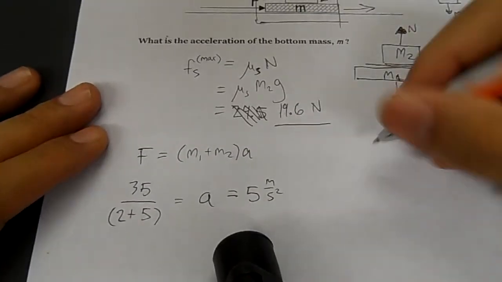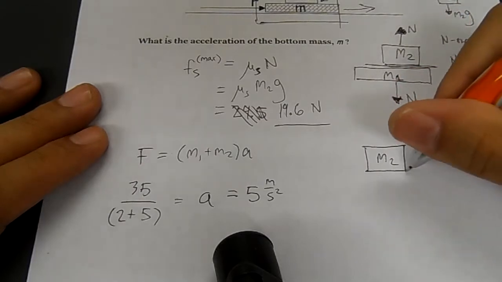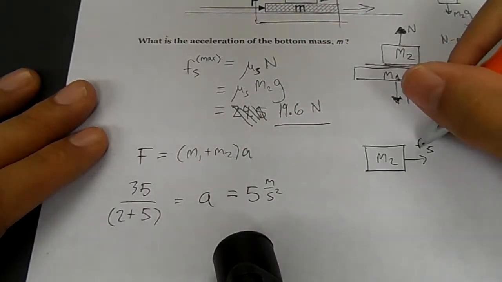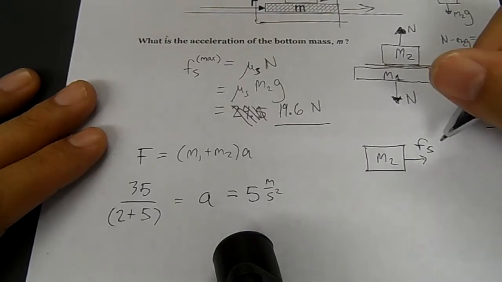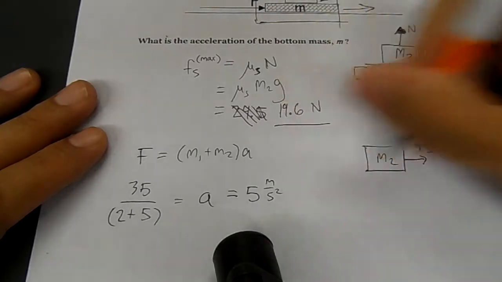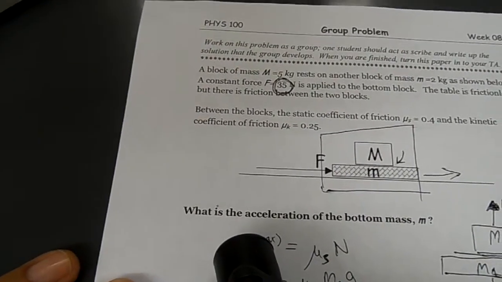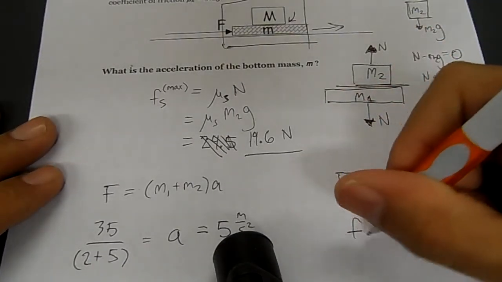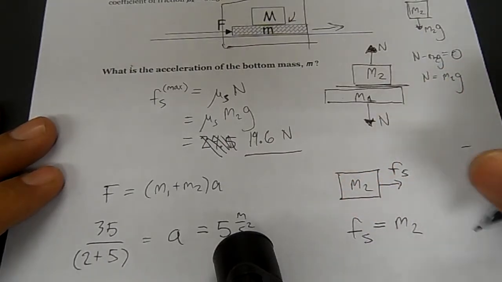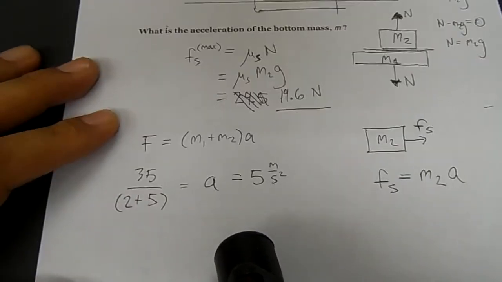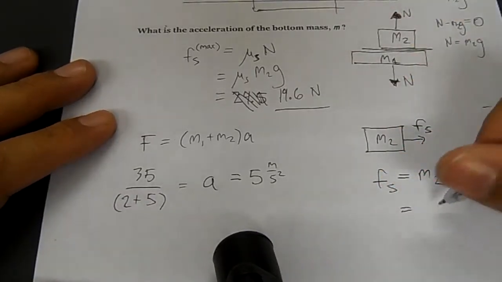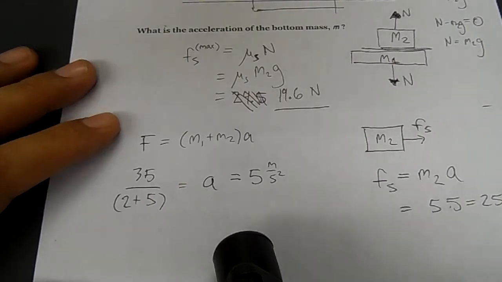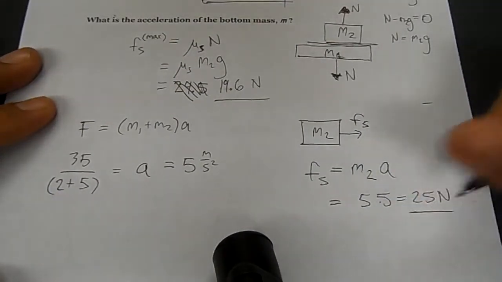If I look at a free body diagram just for mass 2, the force that pushes it along and causes it to accelerate at this potential 5 meters per second squared is exactly the force of static friction, because there are no other forces in the x direction on mass 2. Newton's second law says the force of static friction would have to equal m2 times the acceleration I just found. Mass 2 is 5 kilograms, so 5 times 5 is 25 newtons.